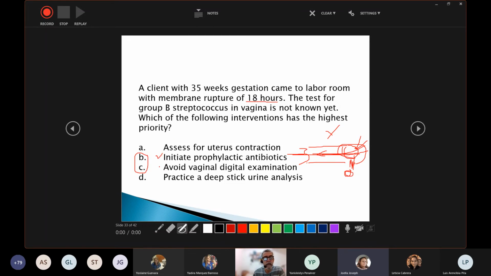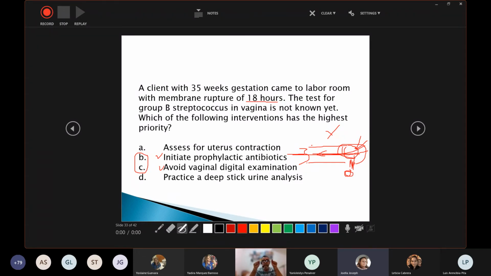So now, from the point of view of nursing, what is more important: to avoid introducing bacteria or to initiate prophylactic antibiotics? We cannot decide the antibiotic treatment. It should be the healthcare provider. No, don't use this criteria. Please don't. This is an important intervention. Don't use this criteria in NCLEX.